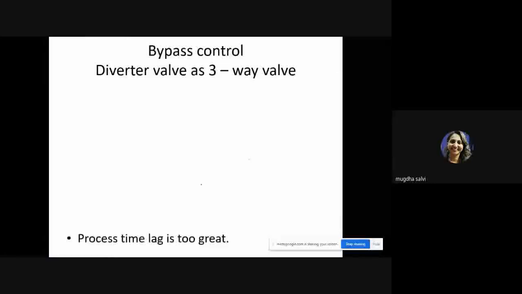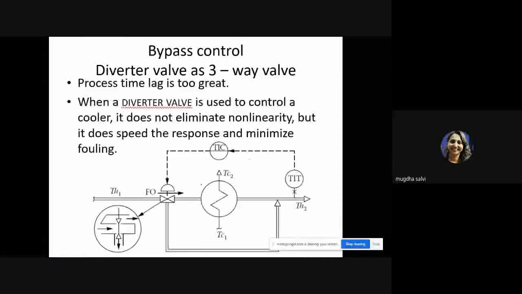So the process time lag is too great. What is done is we use a diverter valve. There are two types in which bypass control can be achieved. One is by using a diverter valve as a three-way valve, or a mixing valve as a three-way valve. The example that I gave you can be for the mixing valve.